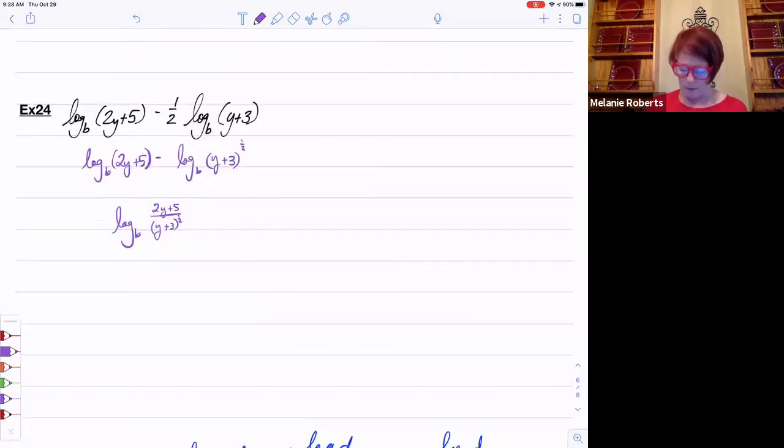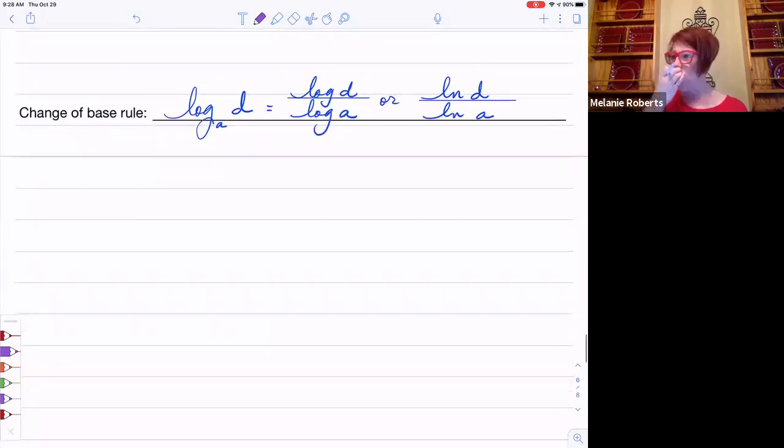All right, so that wraps up 6.3. This right here, change of base rule, this is mostly for calculator use, so you can take a look at that. And we don't use it a whole lot, but my lab might use it a little bit, so it's a good thing to take a look at.